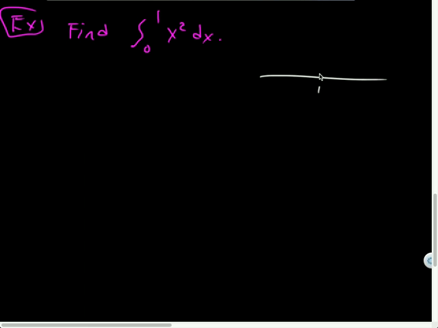So my function is x squared. All right, so here's f of x equals x squared. And I'm looking for the area of this function between 0 and 1. So I'm looking for the area of this region. It's very exaggerated. It's definitely not to scale.